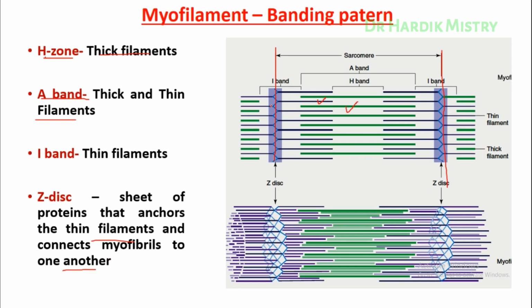So what is the Z disc or the Z line? The Z disc or the Z line is a sheath of protein that anchors the thin filaments. Here you are seeing the Z disc or the Z line, and it is the joining point of the thin filament with the Z disc. So it anchors the thin filament.